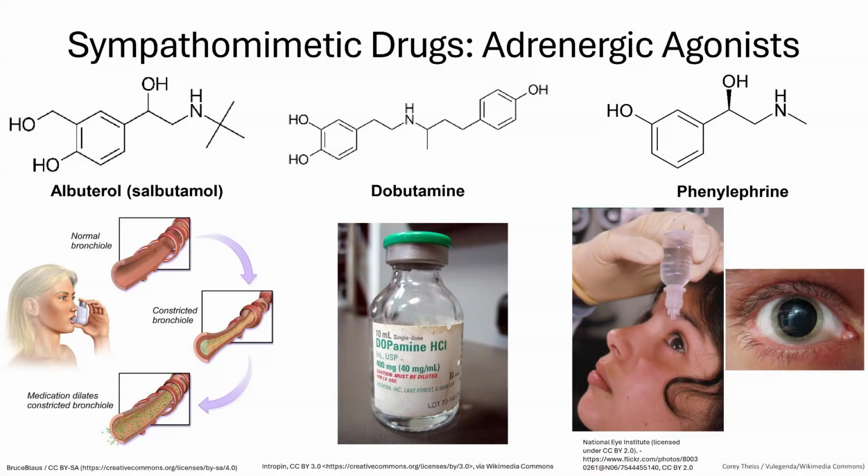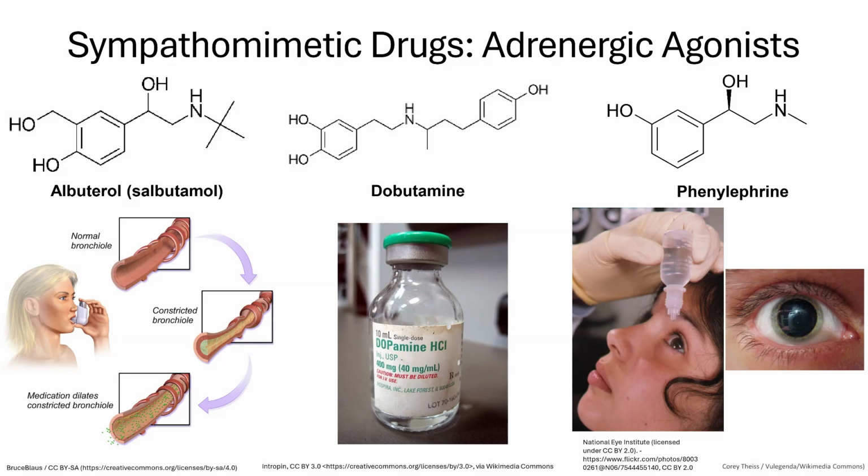Sympathomimetic drugs are adrenergic agonists that stimulate sympathetic effects. Examples include albuterol, dobutamine, and phenylephrine. Albuterol is commonly used in nebulizers and inhalers to dilate the bronchioles as treatment for asthma. Dobutamine is commonly used to increase cardiac output.